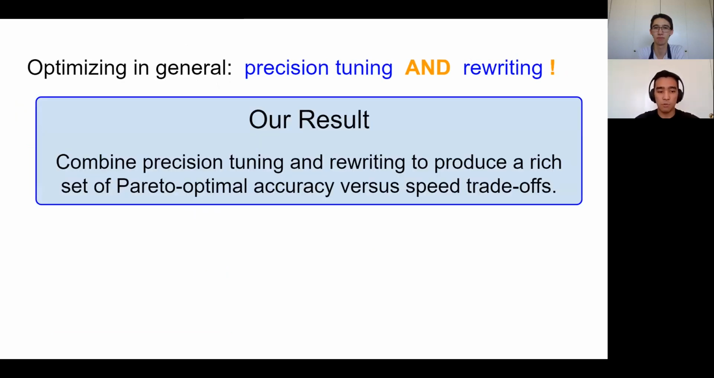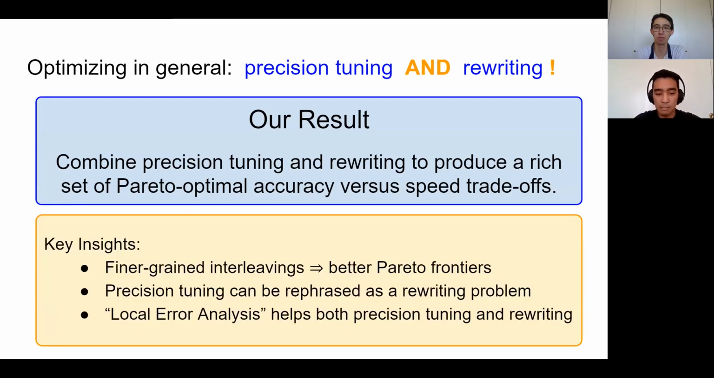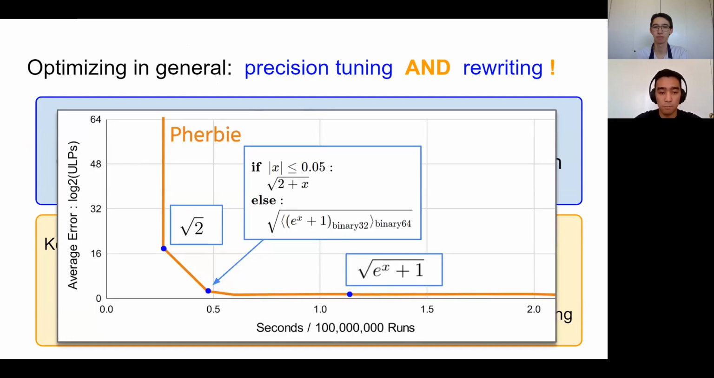So what we found is when we combine precision tuning and rewriting together, this allows us to produce a rich set of Pareto-optimal implementations. Furthermore, finer grained interleavings of the two techniques create better Pareto frontiers. And in terms of implementation, we can make precision tuning a rewriting problem, and local error analysis helps guide both of these techniques. So we took these key insights and we made a new tool called Pareto Herbie, or Pherbie for short. It takes an input expression, automatically and simultaneously applies precision tuning and rewriting, and produces a set of Pareto-optimal implementations.